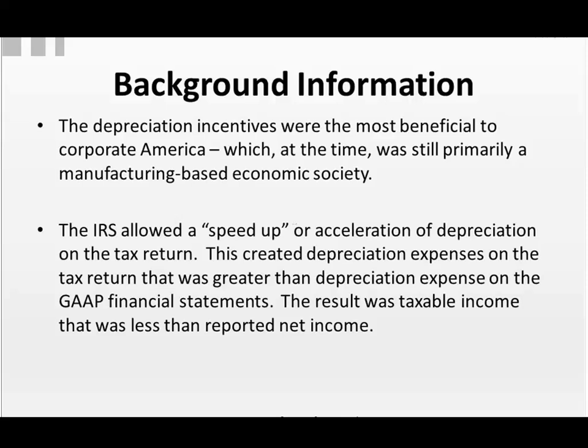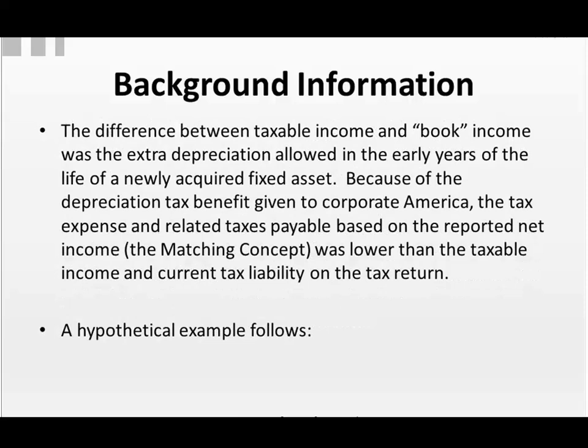All right, if you move to the next slide, the difference between the taxable income and the book income was the extra depreciation allowed in the early years of the life of a newly acquired asset. So because of the depreciation tax benefit given to corporate America, the tax expense and the related tax payable based on the reported net income, which was the old matching concept, was lower than the taxable income and the current tax liability. Let's look at this hypothetical example here on your slide number 10.